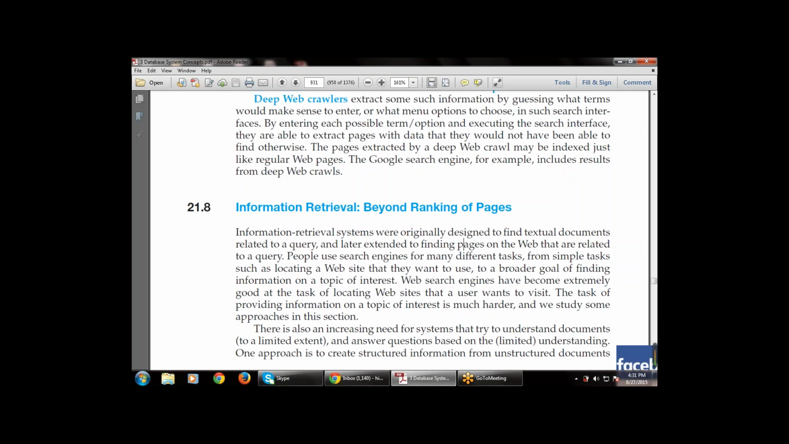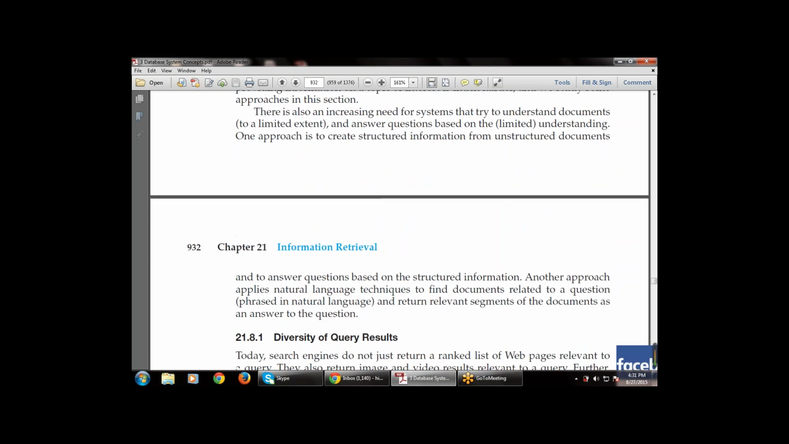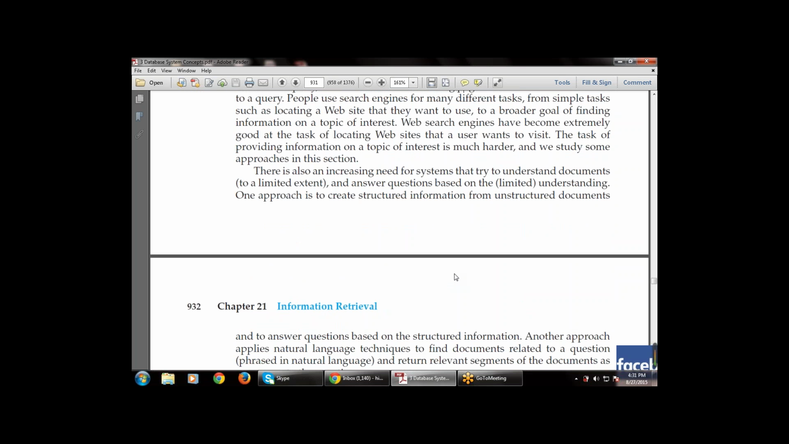There is also an increasing need for systems that try to understand documents and answer questions based on that understanding. One approach is to create structured documents from unstructured documents. What is structured information? It is information available in a sequence, and it is gathered from unstructured information that is used in the crawling of the index.